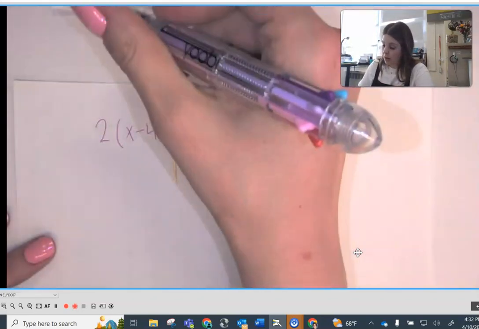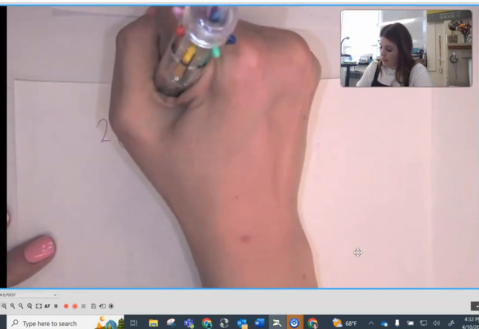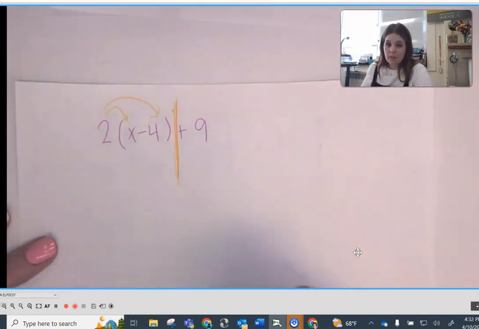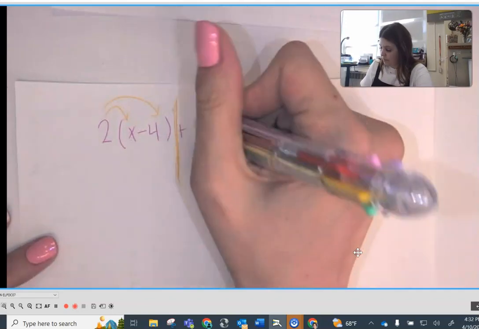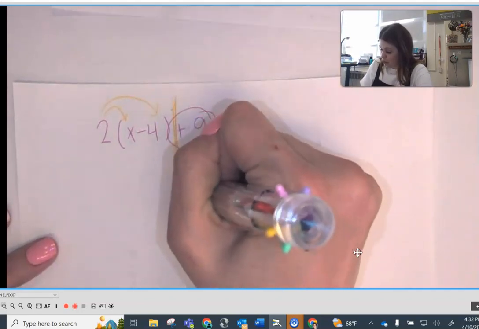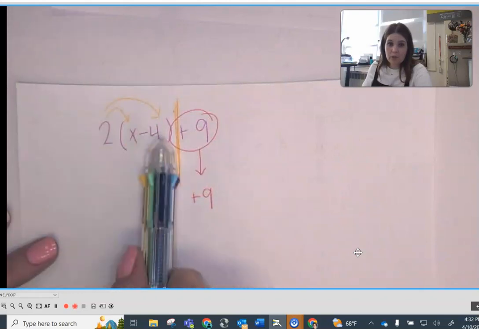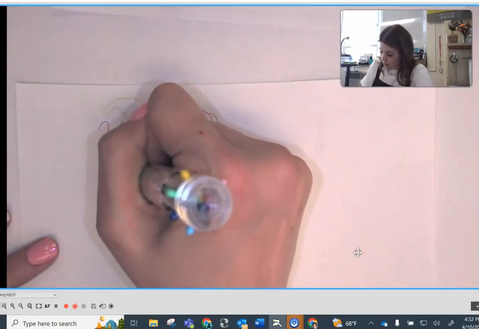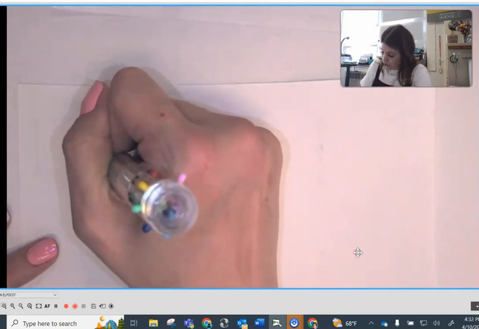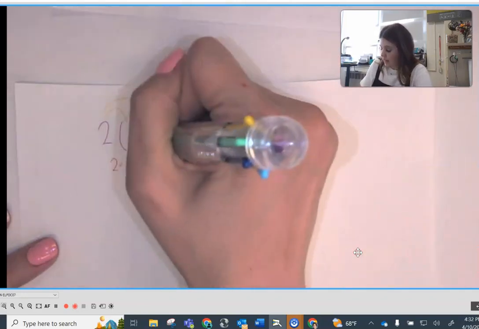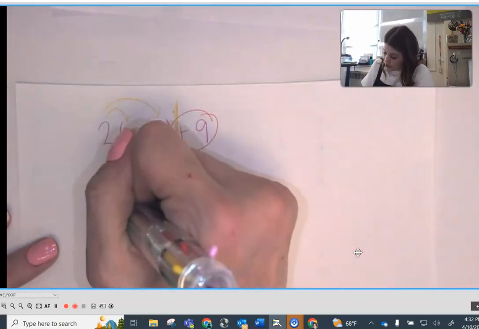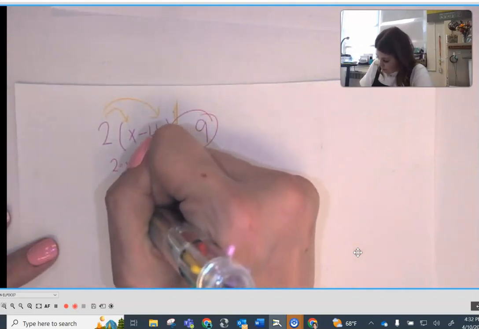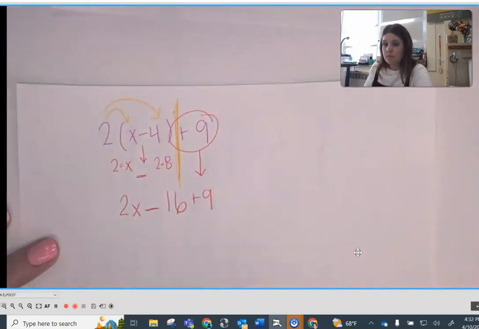Okay, so for this one, we have to make sure that we split the two things. When I distribute, I'm only going to distribute into the parenthesis. This is separate. So I can actually just bring down this plus 9 because it's not going to get multiplied. I'm just going to bring it down. And then what I'm multiplying here, I bring down the minus. I get 2 times x and 2 times 8. So this turns into 2x minus 16. And now I can combine like terms.